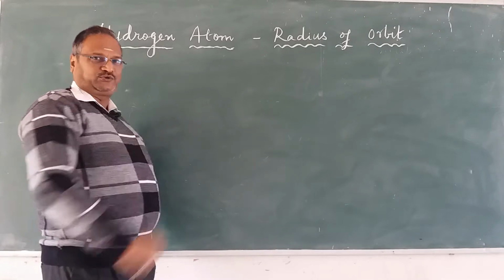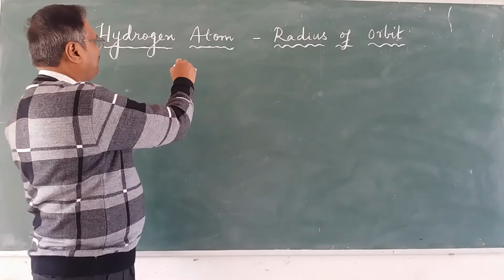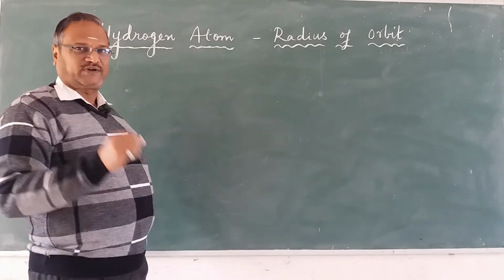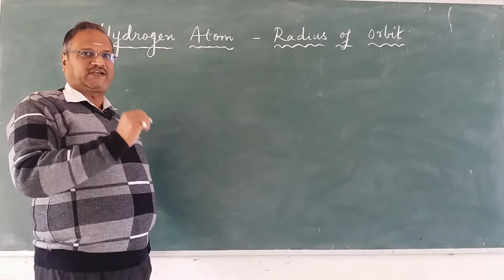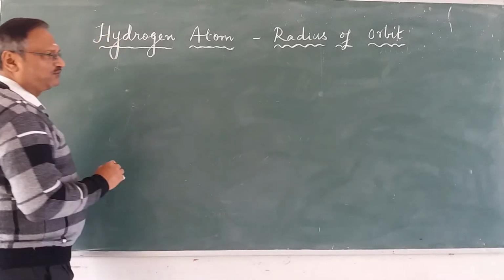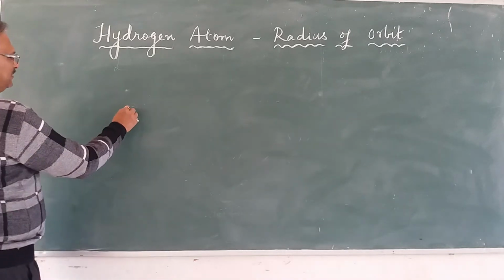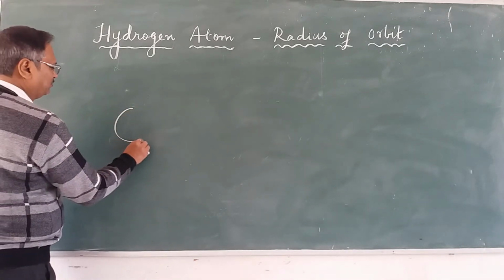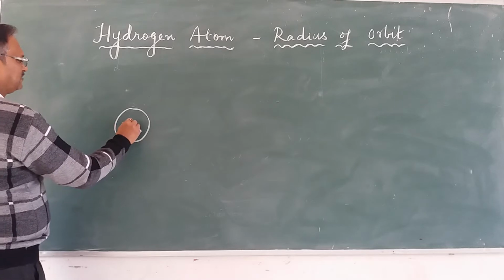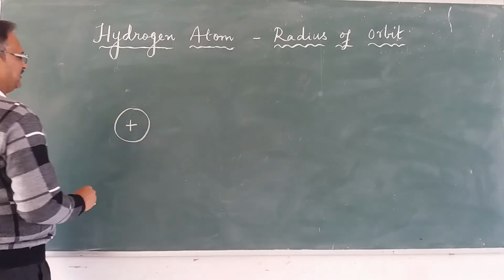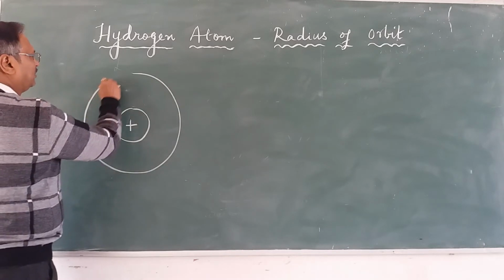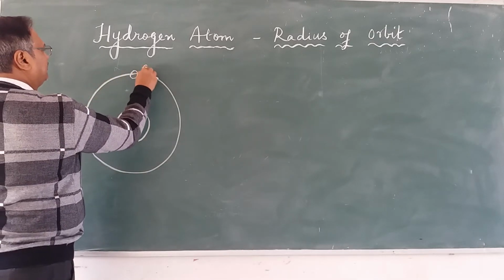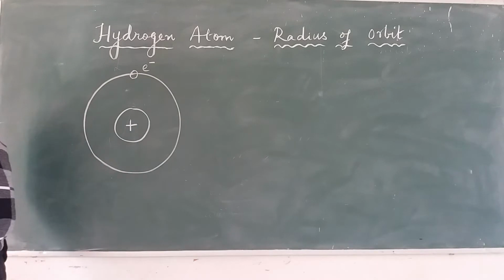In this video we will discuss the radius of the orbit of the hydrogen atom based on Bohr's quantum theory. Why is the hydrogen atom important? Because it has a positive nucleus and only one electron revolving around it. It is the simplest of the atoms.